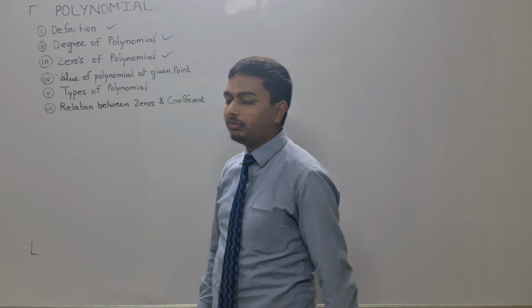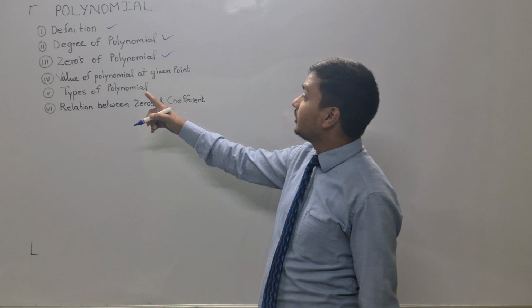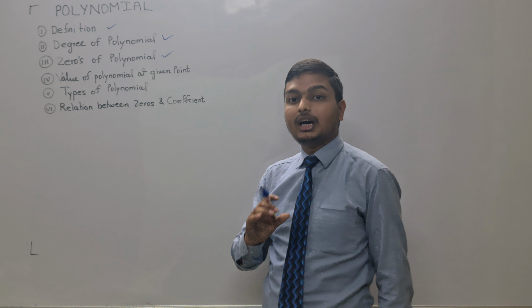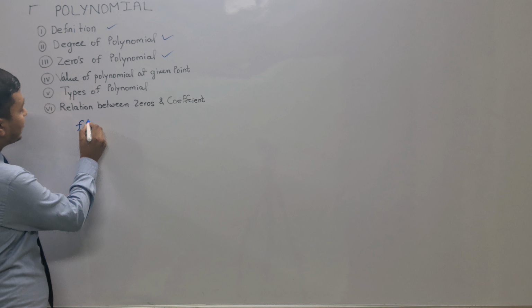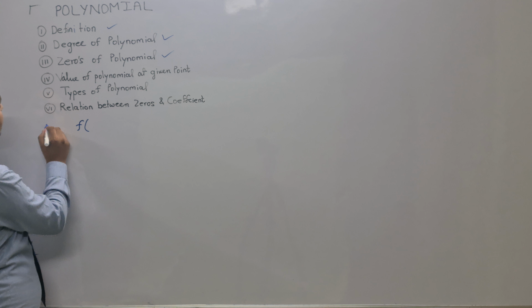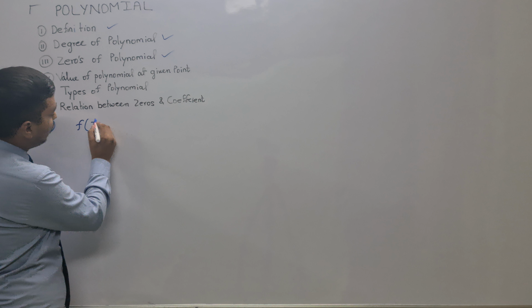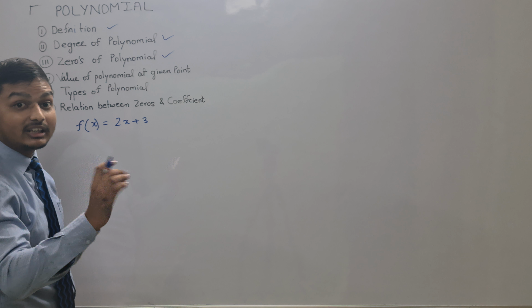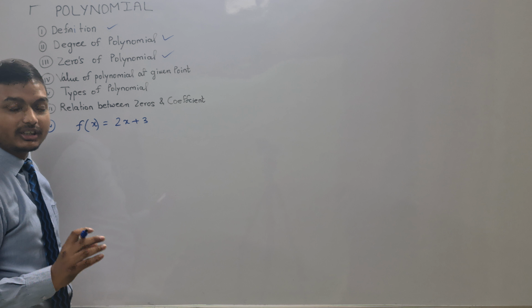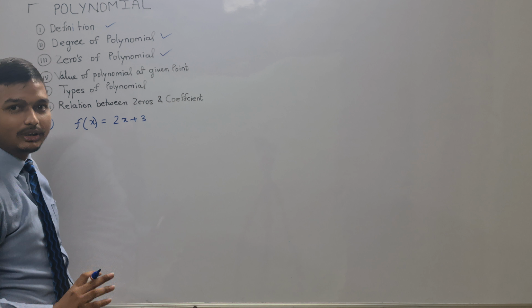We completed the definition, degree of polynomial, and zeros of the polynomial. Now let us go for the value of the polynomial at a given point. How are we going to solve? For example, let the polynomial f(x) is equal to 2x plus 3. Now we need to find the value of the polynomial at a given point. Means they will provide a value, and you need to calculate it.